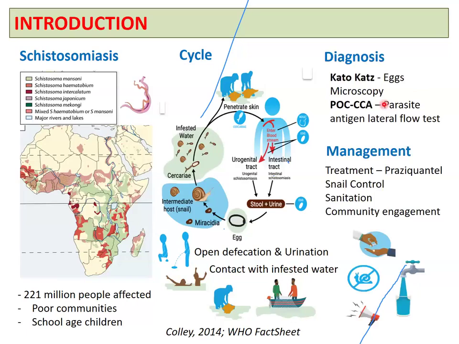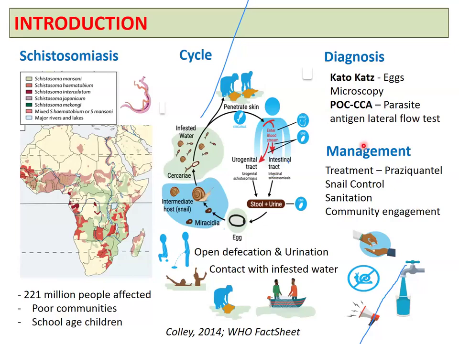Diagnosis of this disease mainly involves two major methods used for screening, especially field screening. We have the Kato-Katz method, which involves visualization of eggs by microscopy, the eggs that you find in the fecal material. And there's also the point-of-care circulating cathodic antigen. These are antigens released by the parasites, and they can be detected in urine. There's what they call a POC-CCA strip test, which is an antigen lateral flow test used for diagnosis of this disease.